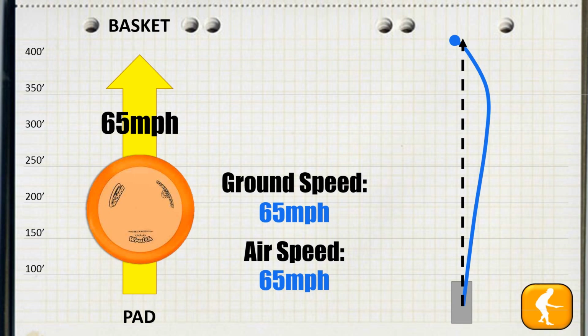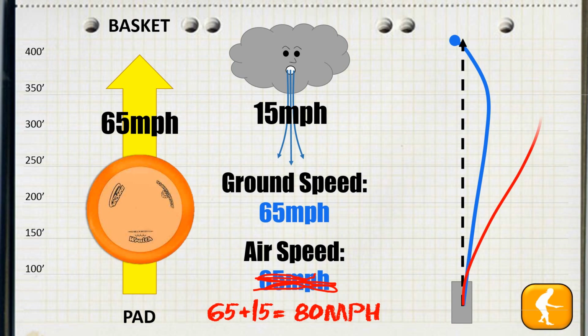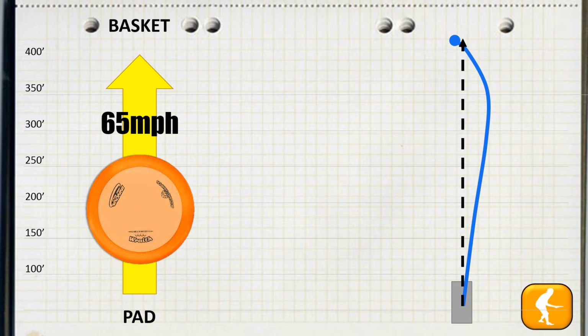Now let's say you come out the following day and there's a 15 mile per hour headwind. Your ground speed is still 65 miles per hour, but your air speed is now 65 miles per hour plus the 15 mile per hour headwind, yielding a net air speed of 80 miles per hour. Because air speed drives disc flight pattern, your disc will now fly as if it was released at 80 miles per hour, which is going to give you more high-speed turn and a flight pattern that looks like this.